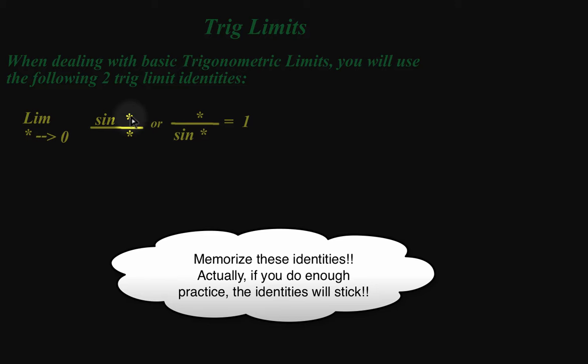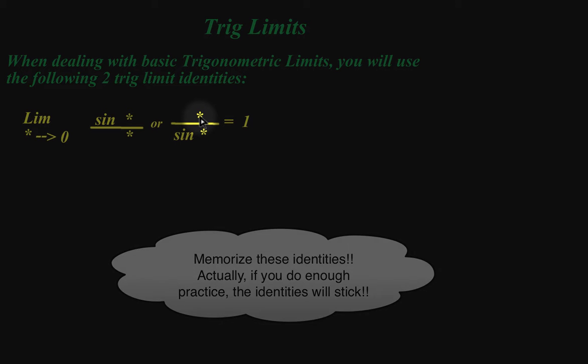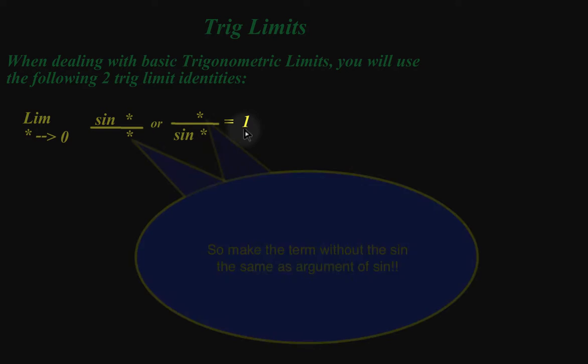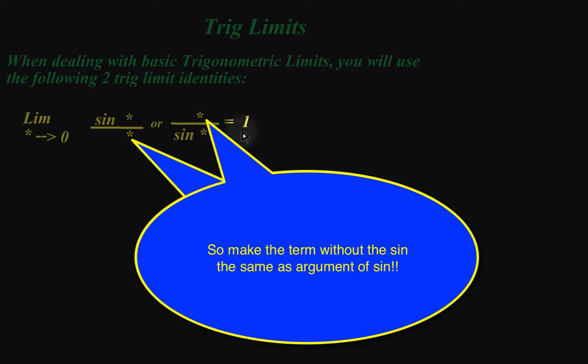As long as the argument approaches 0 and is the same as the denominator, or if you're using this one, the argument still approaches 0 of the trig term, and the numerator is the same as the argument, and again the argument's approaching 0, then the limit will equal 1. Alright? So your goal will be to try to make this non-trig argument term the same as the trig argument term.